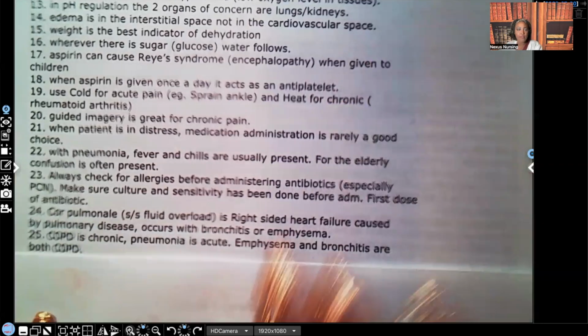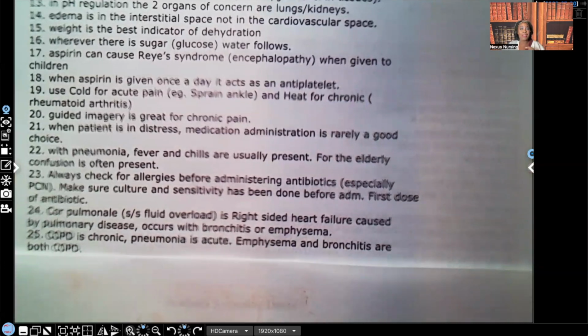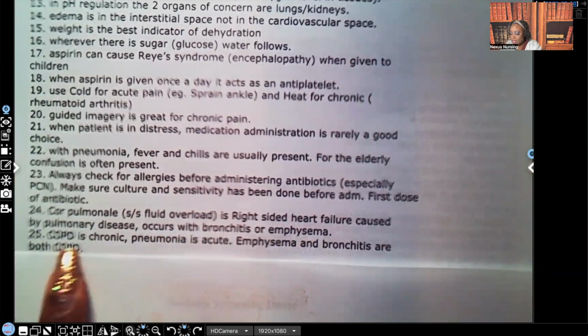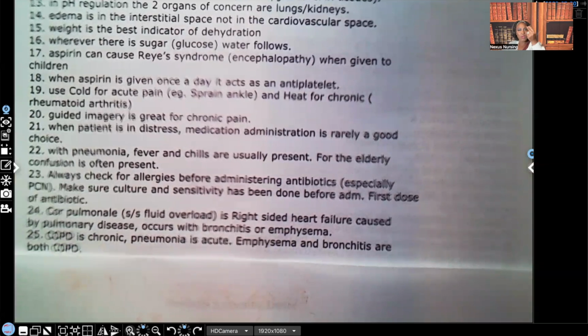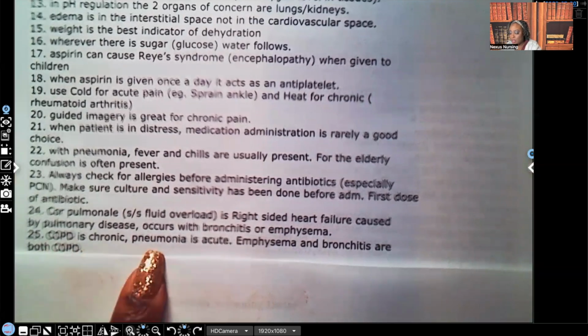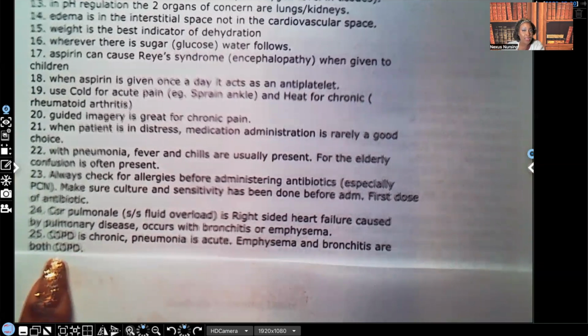Number 25, COPD is chronic. It is ongoing. It is insidious. COPD is chronic. Pneumonia is acute. Pneumonia happens like this. It's not something that just sneaks up on you. It's not something that's long-term, okay? COPD is chronic. Pneumonia is acute. Emphysema and bronchitis are both what? COPD.